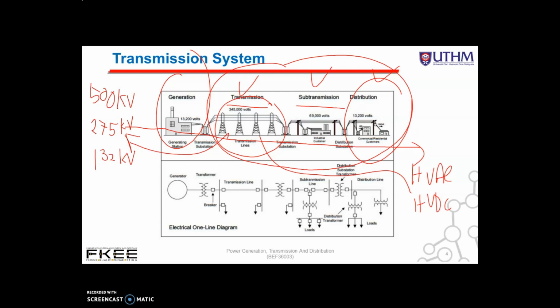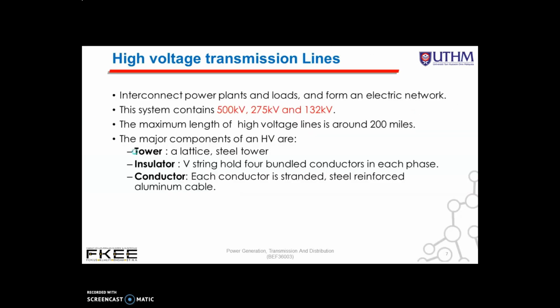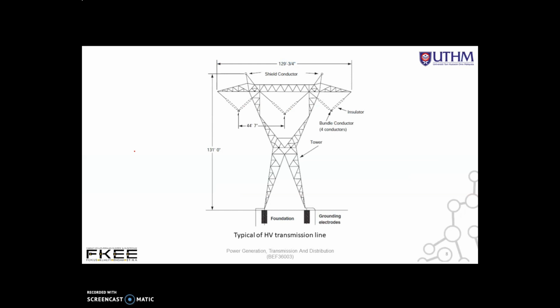Okay. So the major components for this transmission lines, high voltage transmission lines are, so we can see here, this is we call tower. Okay, tower is a lattice, normally steel tower, and then the second component is the insulator. So this one is the insulator. Okay, this is also the insulator.